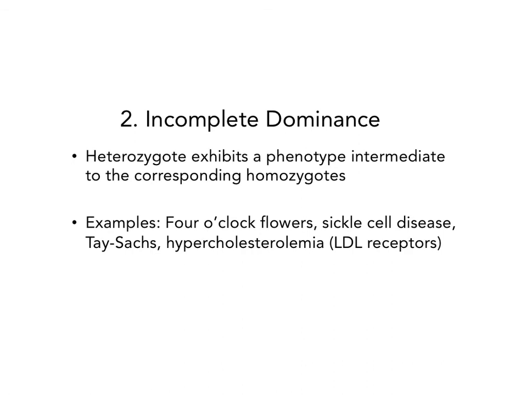Now, a second type of dominance that we will encounter quite a bit is called incomplete dominance. In this situation, the heterozygote exhibits a phenotype that's intermediate to the corresponding homozygotes. And these are some examples, and we'll see four o'clock flowers quite a bit in talking about this. We'll also, y'all know about sickle cell disease, Tay-Sachs. These are two other examples of incomplete dominance, as is hypercholesterolemia. Say that three times fast.